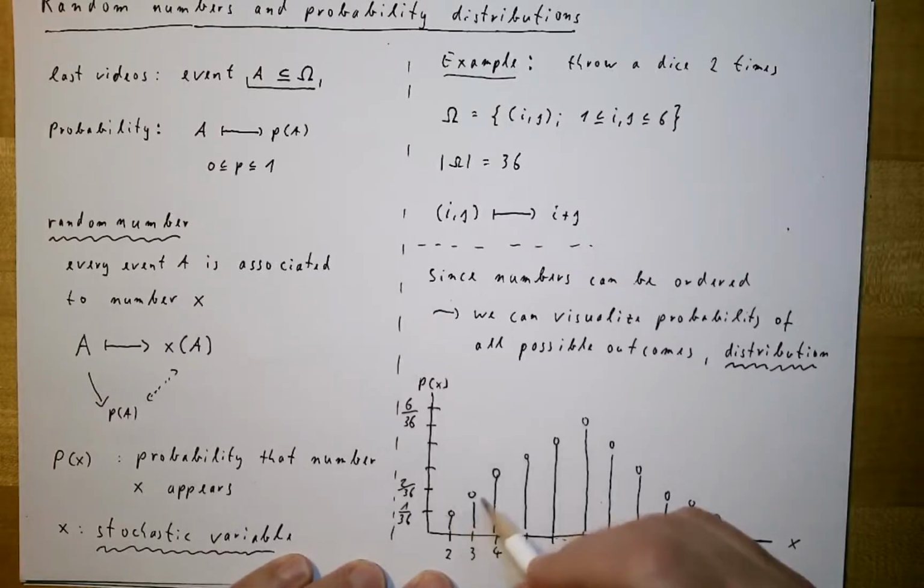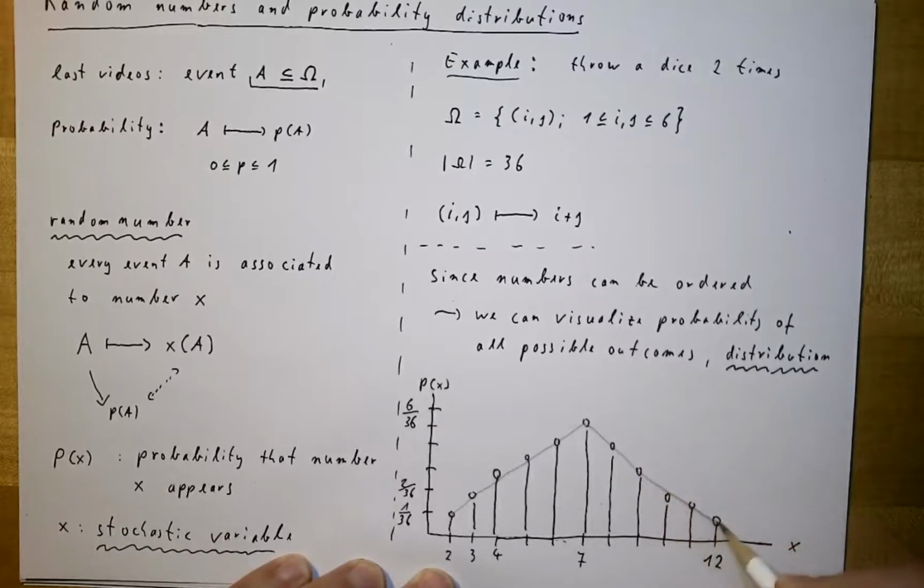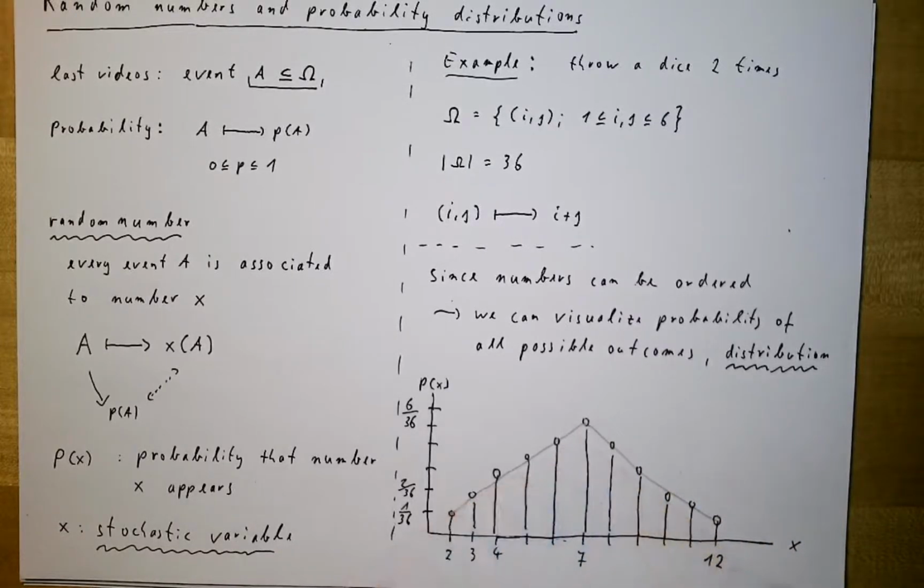Sometimes, to see this even better, we plot a line in between, for example here the triangular shape, but this should not confuse us. The probabilities are associated only to the natural numbers here, to the random numbers, and not to the values in between. So that's the basic concept: what is a random number and what is the distribution of random numbers.